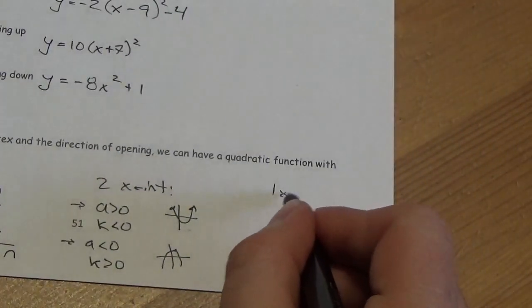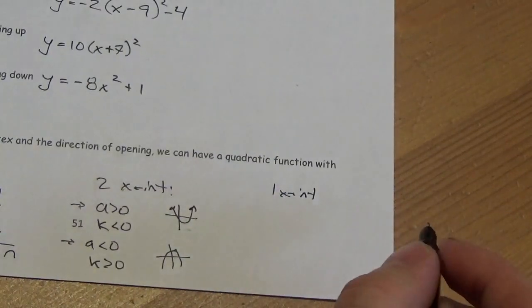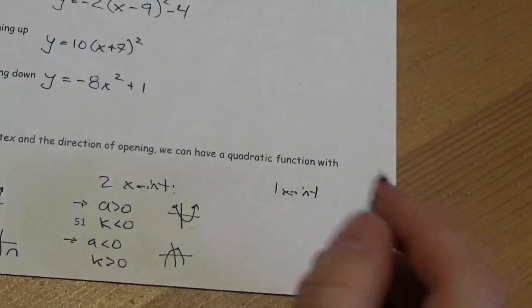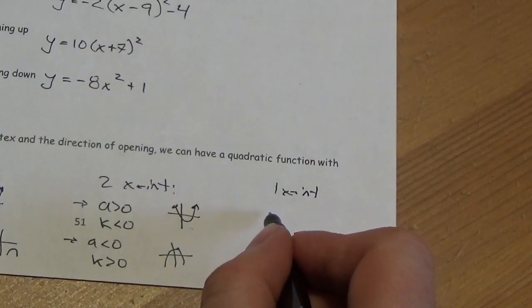To get one x-intercept, this is probably the most straightforward of all of these. It doesn't matter whether it opens up or down.